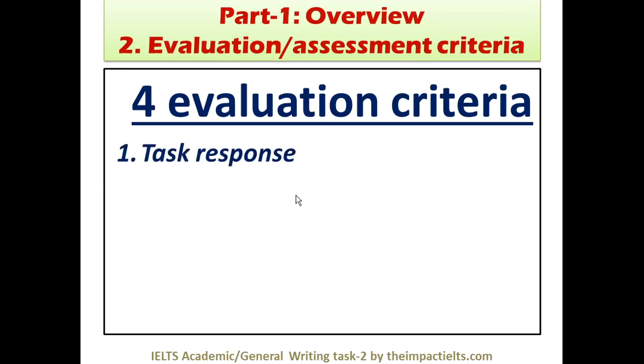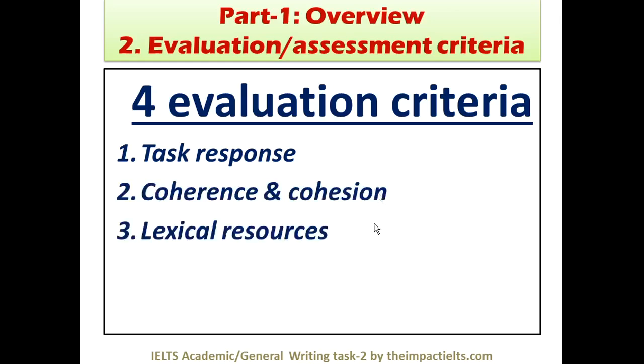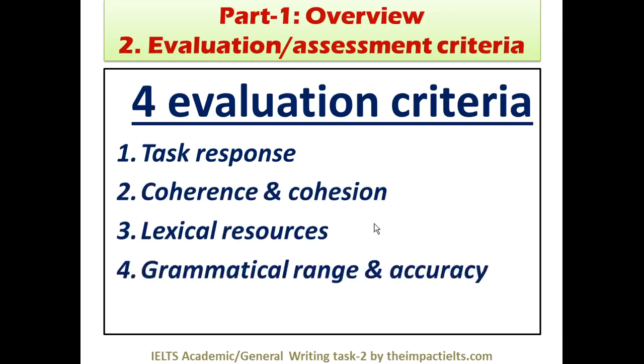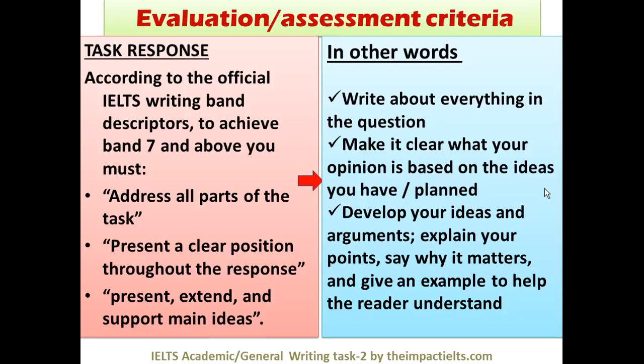The first one is task response. Second is coherence and cohesion. Third is lexical resource. And fourth is grammatical range and accuracy. In one word, task response means addressing the task. Coherence and cohesion means how logically you have organized and connected your writing. Third is the vocabulary that you have used, and fourth is the grammatical part, right? So let's try to understand them one by one.